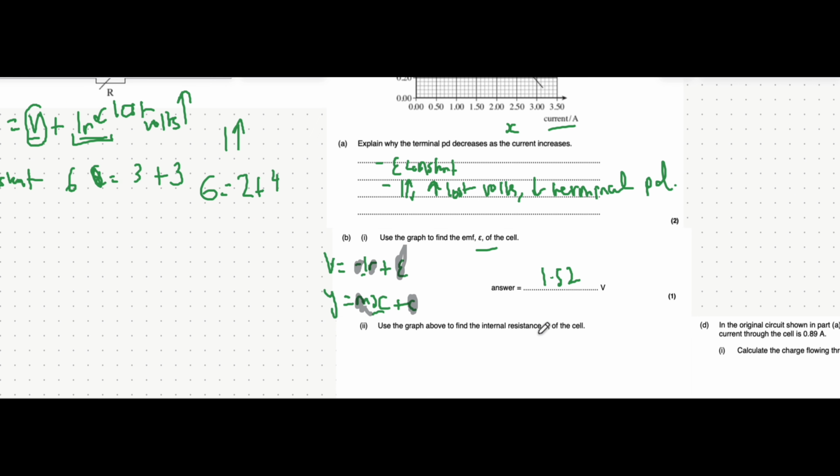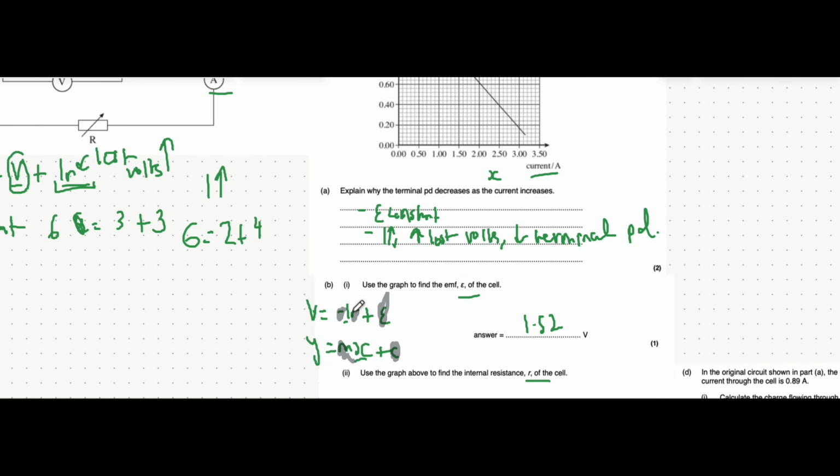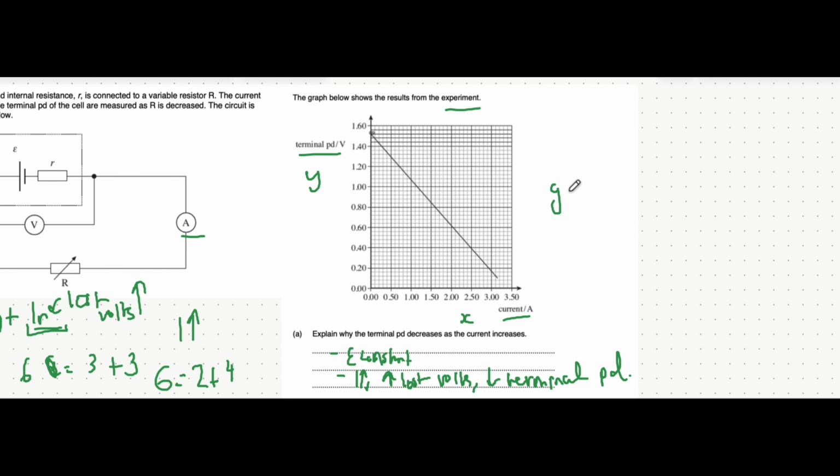And then it also asks for the internal resistance. So we mentioned the gradient gives us minus the internal resistance. So what we need to do, using the fact that gradient is minus the internal resistance, we find the gradient and we multiply by minus 1 to get the internal resistance. To find the gradient, let's pick out 2 coordinates. Let's pick out this one, and this one looks pretty easy to use.